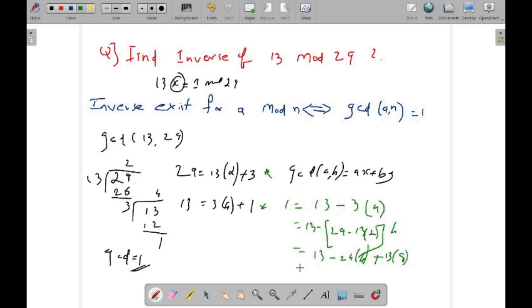And this is equal to 13 and 8 times 13, so total 13 into 9 plus 29 into minus 4. This is the form ax plus by. Here we can see 9 is the inverse of 13 in the mod 29 system. Okay, let us check it.